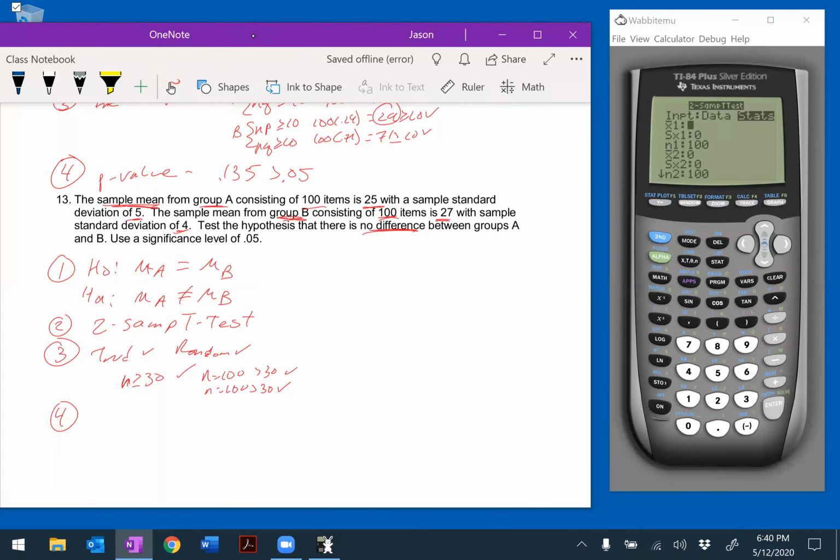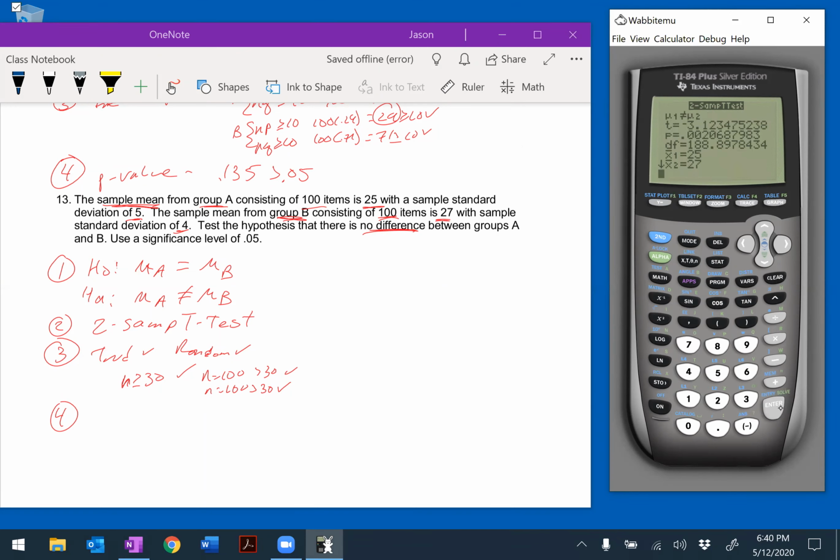So what's x1? X1 is going to be 25 in the first group. What's the standard deviation? 5. What's the number of items? 100. What's x2? X2 is 27. What's the standard deviation? It's 4. And we want not equals mu 2. That's correct. Pooled? No, we don't want pooled. And then we want to hit calculate.